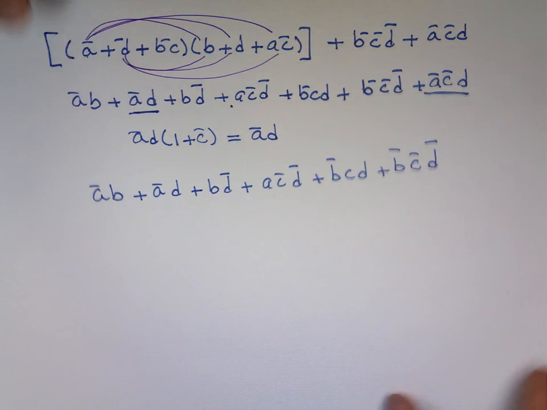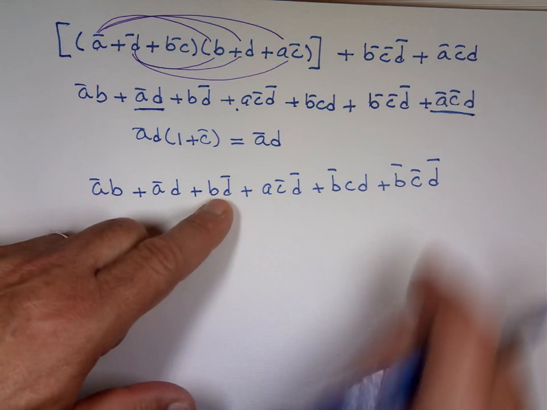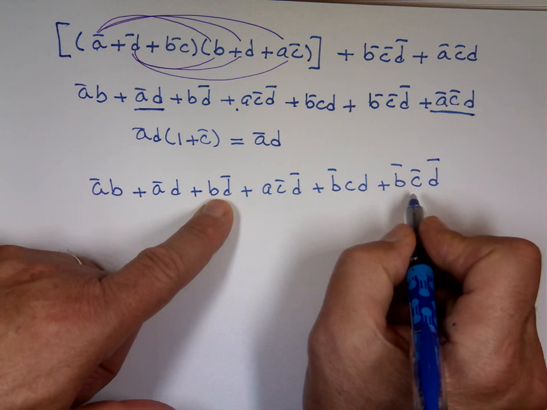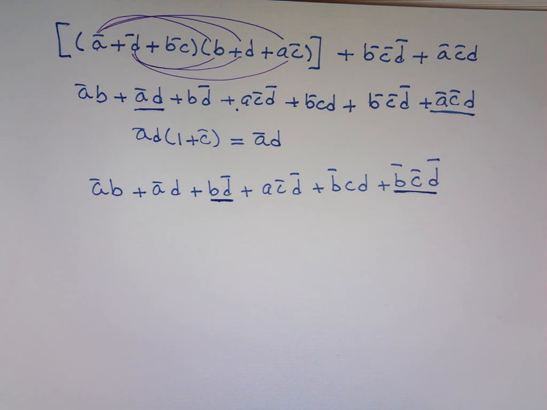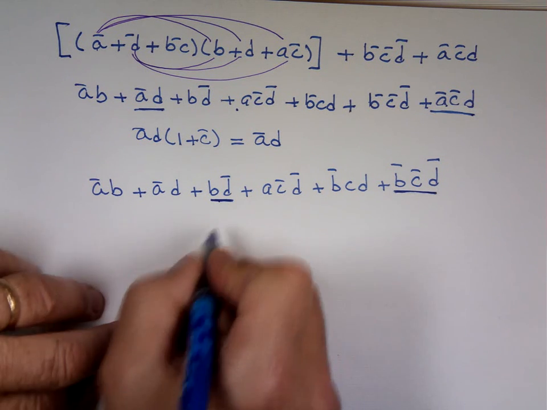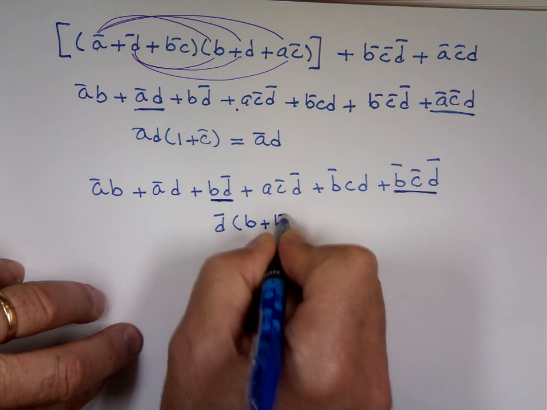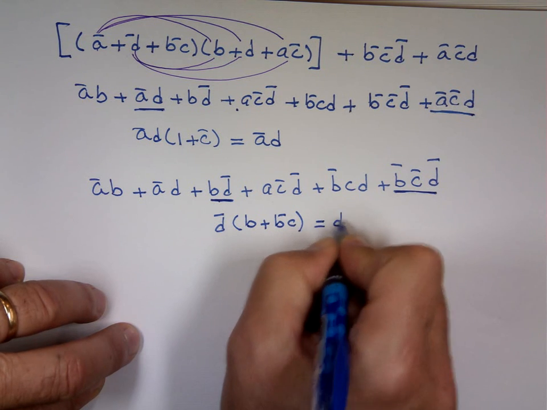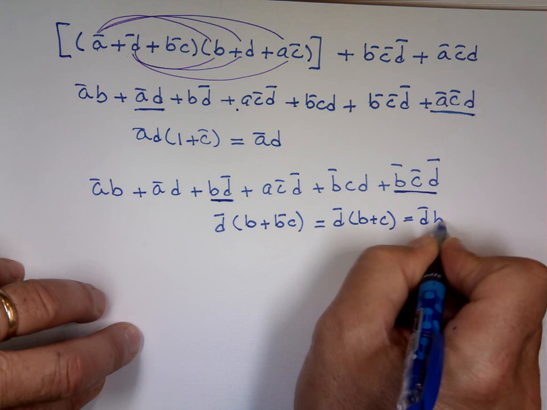So that term is gone. I'm looking for B and D. I see D bar, I see D. Oh, I just noticed that. See these two? If you factor a D bar out, what do you have left? B plus B bar C, which simplifies to D bar times B plus C, and you can write that D bar B plus D bar C.